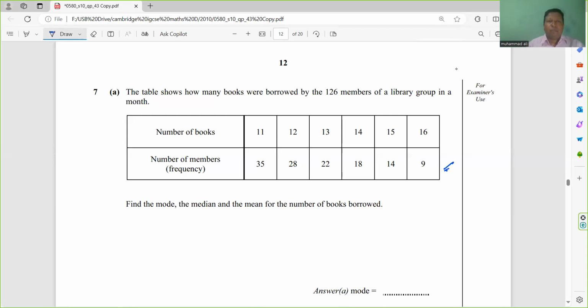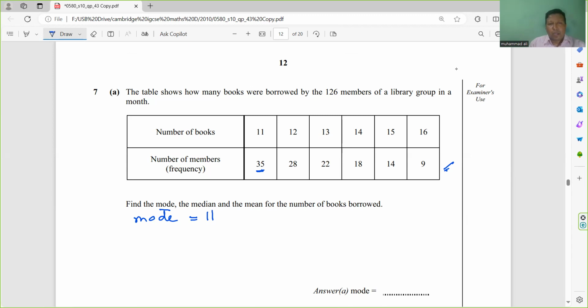Okay, find the mode. Mode means the highest frequency. That means highest number of people collect which books. 35 people collect or borrowed 11 books. So mode equals 11 because highest number of people borrowed 11 books. 35 members borrowed 11 books. That's why mode is 11.